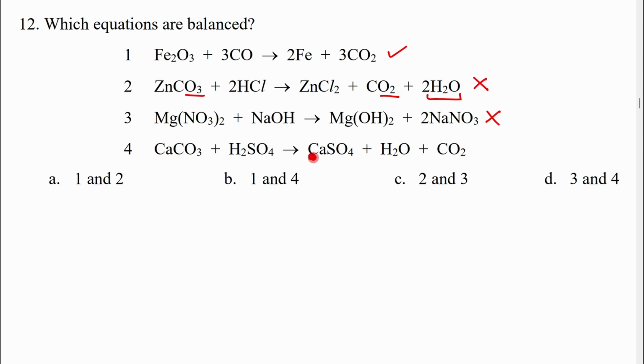What about option 4? Ca1 and you have Ca1. 1 carbon, 1 carbon. What about the oxygen? Oxygen at the left side is 7, right? Because 3 plus 4. What about at the right side? 4 plus 1 plus 2, right? It is also 7. What about the sulfur? So 1S, also 1S. What about hydrogen? Hydrogen is H2 and here is also H2. So they are all balanced. So the correct answer here is B, which is option 1 and 4.